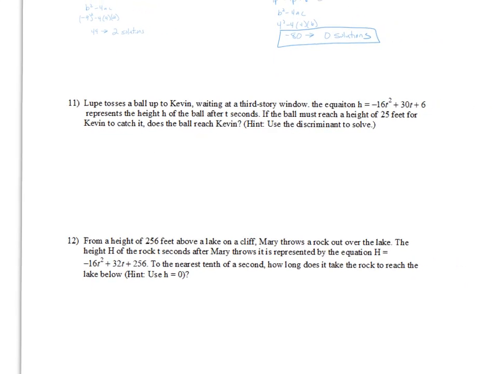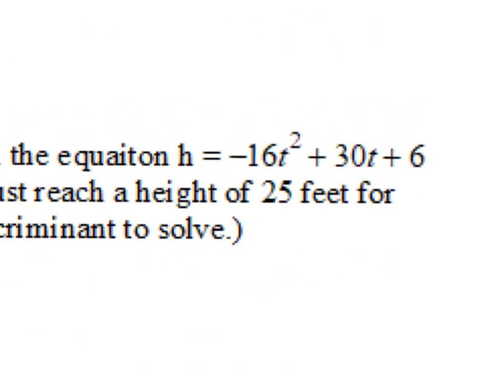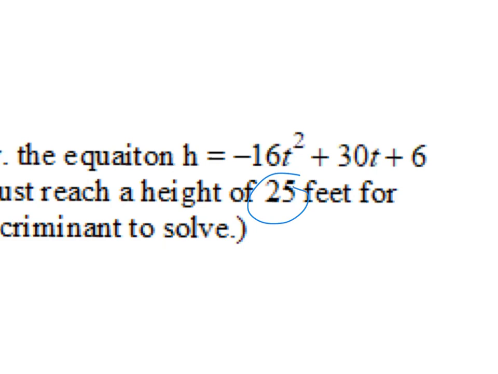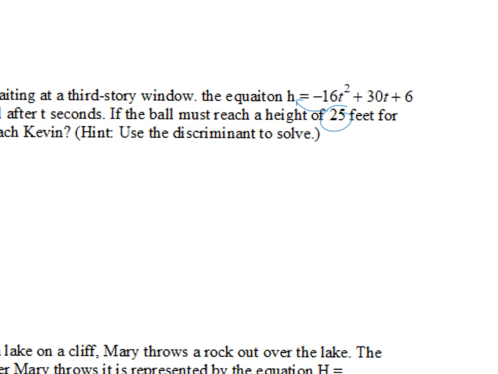All right, on this one, Lupe tosses a ball up to Kevin, waiting at a 3rd-story window. The equation represents the height h of a ball after t seconds. If the ball must reach a height of 25 feet for Kevin to catch it, does the ball reach Kevin? Hint, use the discriminant to solve. Now, in this case, though, since this is our finishing height, we want to know if it's going to reach 25. We're going to put 25 in right there. Okay, so I have got 25 equals negative 16t squared plus 30t plus 6.